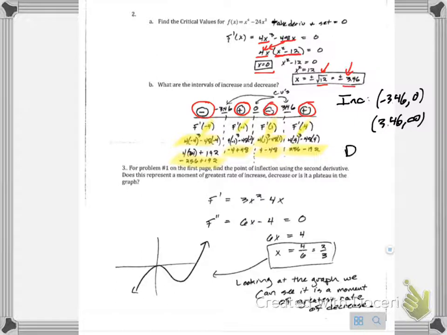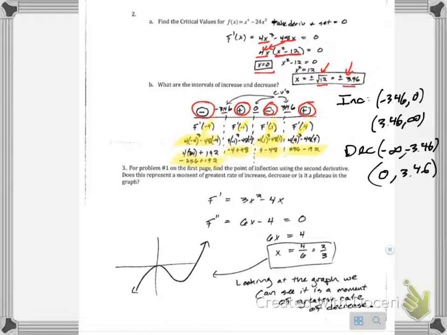And then the decrease, and I'll remind you guys of this before the test tomorrow if you happen to forget, is negative infinity to that negative 3.46, and also from 0 to 3.46. And you notice I'm getting that increase from looking at the positives, and decrease I'm looking at the negatives. Okay, moving on down to the bottom here.